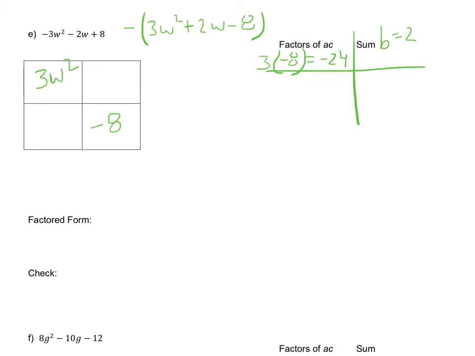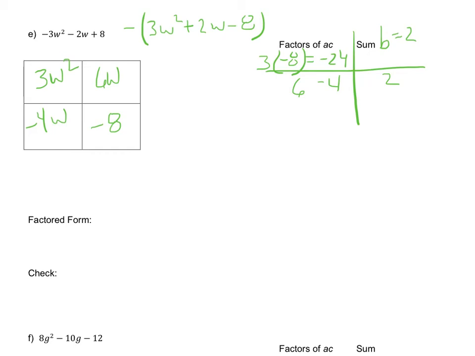Well again, you want to use your number sense. Ideally, we would see pretty quickly that 6 and 4 would work. One of them has to be negative, but I want a positive 2, so the negative 4. And when I add those, I can kind of verify that. That's going to mean that 6w and negative 4w come in over here.